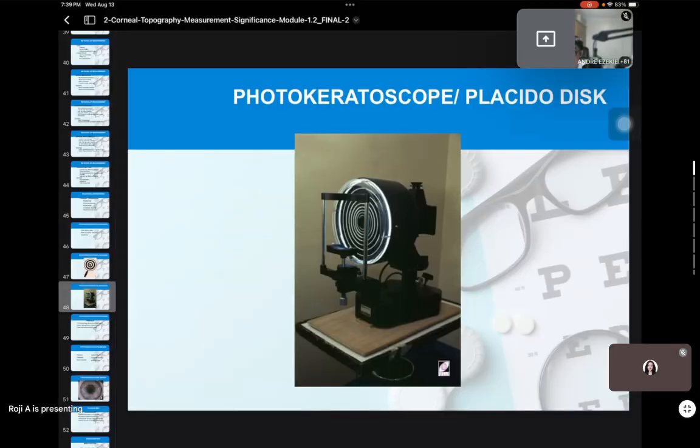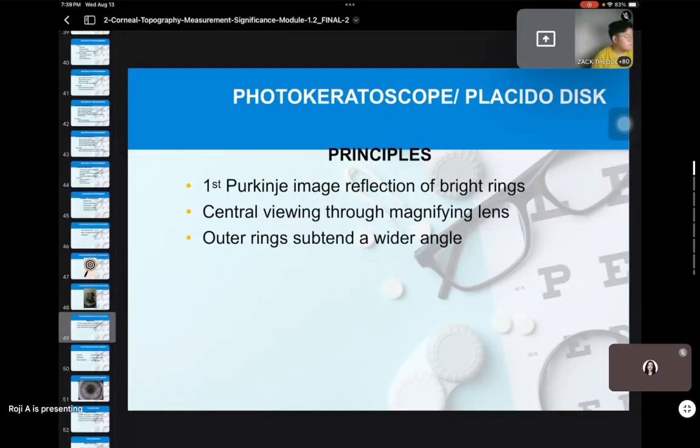Do you know that we have a topographer in school? Were you able to use the topographer? Yes, Doc. Oh, very good, very good. Does it have this Placido disc? Yes po. All right, very good, wonderful.